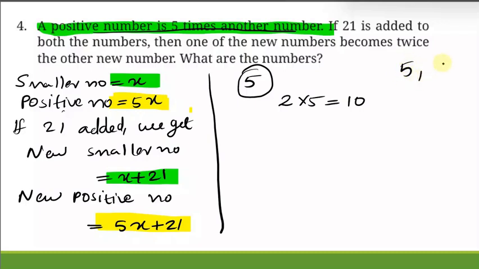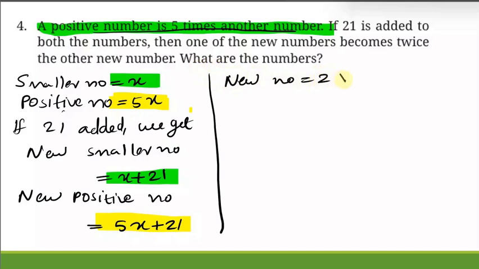So if I take two numbers 5 and 10, the one that becomes twice the other means 2 times 5 only will be equal to 10 only, right? Because 10 is the bigger number, it can be twice of the other. Only the smaller number becomes twice of the other. You have to understand that concept. That will make it easier to form the equation. So we can write the new number equal to 2 times the new smaller number.